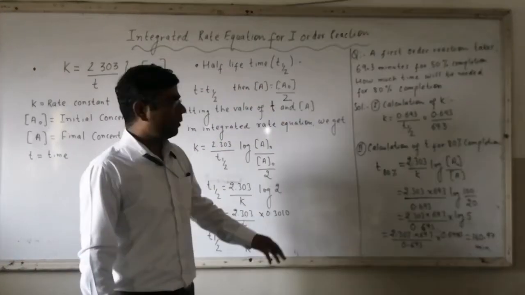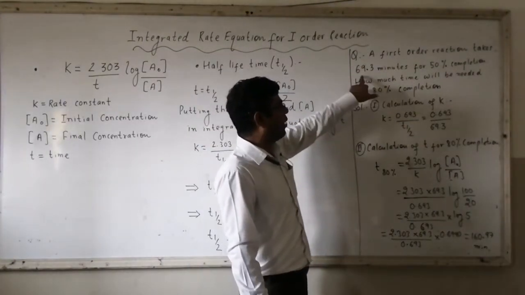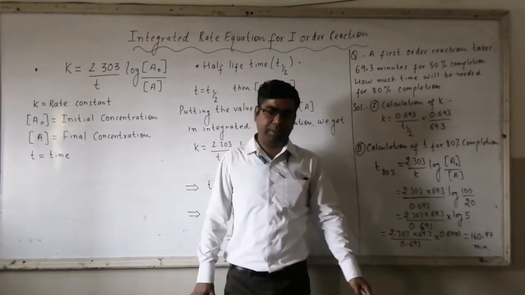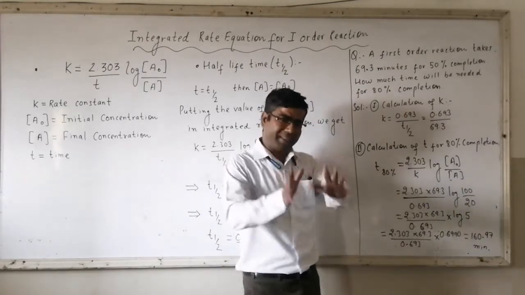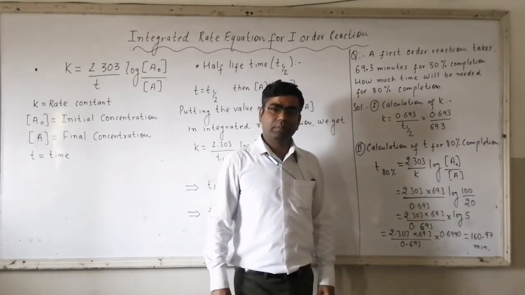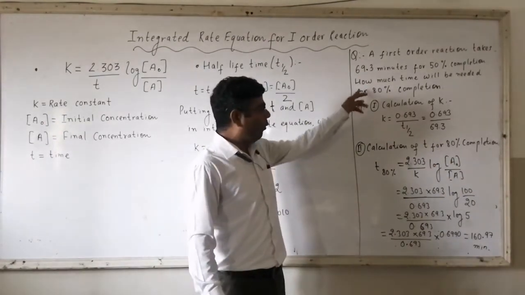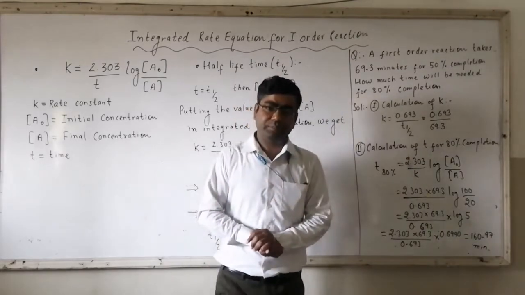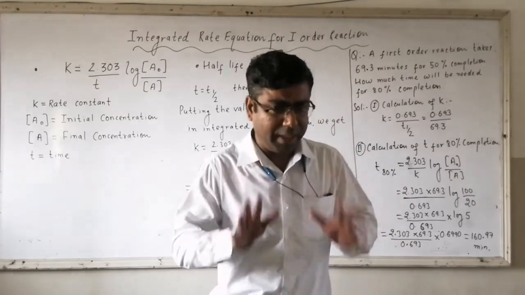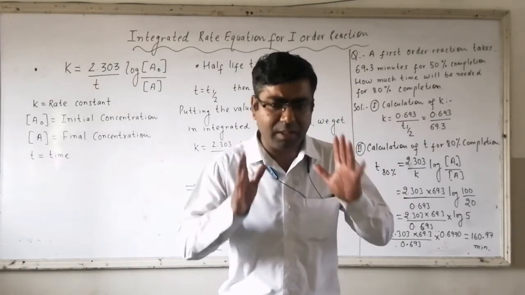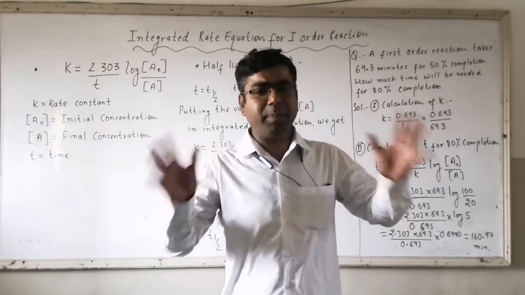Now, one numerical based on this expression. A first order reaction takes 69.3 minutes for 50% completion. t half is given. 50% completion means 50% is remaining. So t half given here is 69.3 minutes for a first order reaction. How much time will be needed for 80% completion? 80% completion means 20% is remaining. The final concentration is 20%. So we want to calculate t for 80% of the reaction.